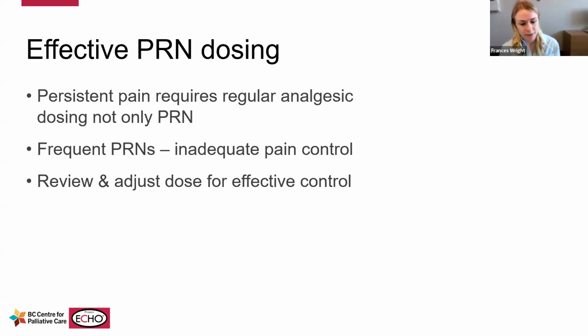So when we can zoom out for the other staff that we're working with and share this knowledge about how to effectively give PRNs, when we're seeing more than 3 given in 24 hours, we can really look at whether this pain is properly managed. Should we start a regular dose? Should we be increasing doses? All of that knowledge is really important to share with our colleagues to support the residents.